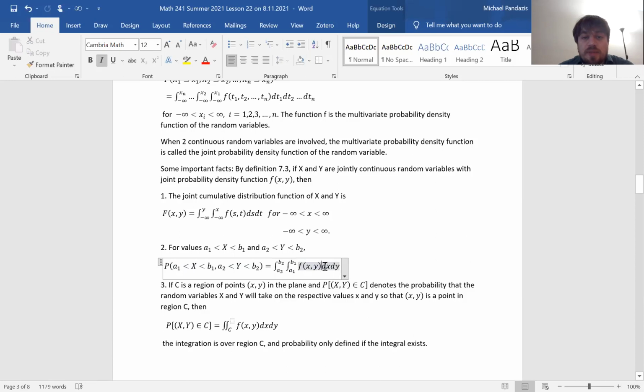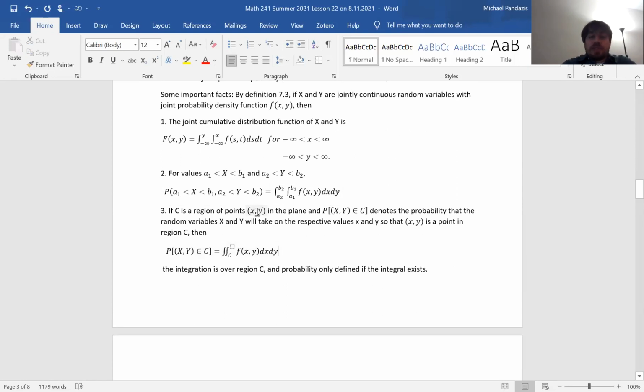That's why dx is first: the inner integral has limits of integration from A1 to B1 that correspond with the range of possible X values. Then the outer integral goes from A2 to B2 because the range of Y values is between A2 and B2, and the outer d is dy. So dy has to do with the outer integral, and dx is for the inner integral.